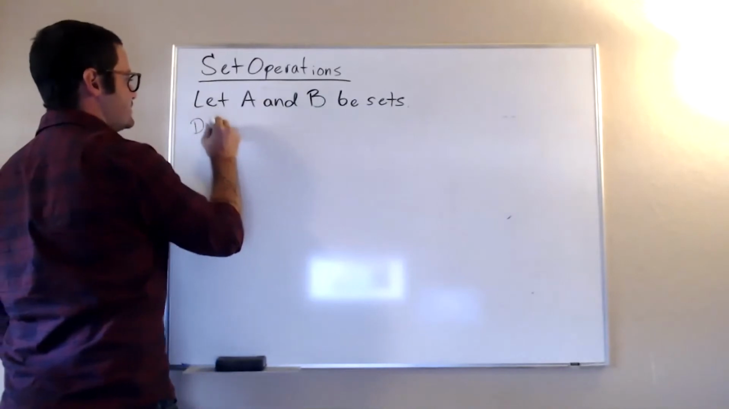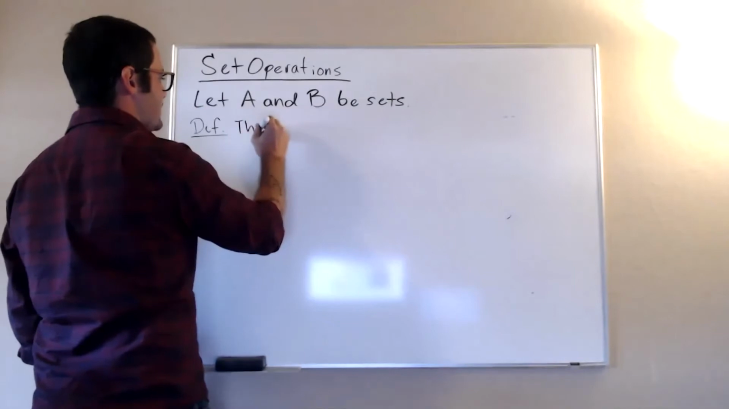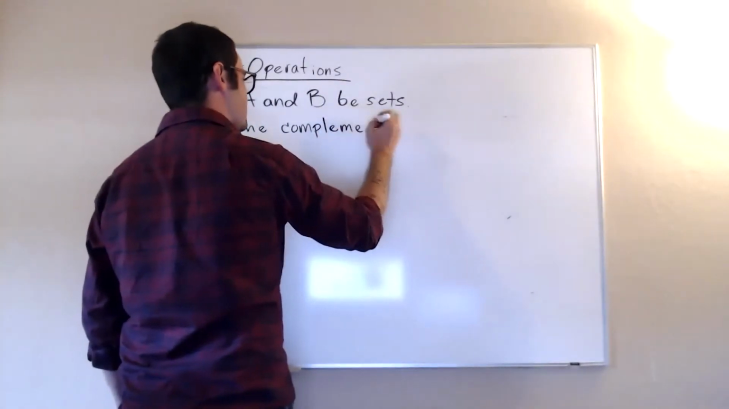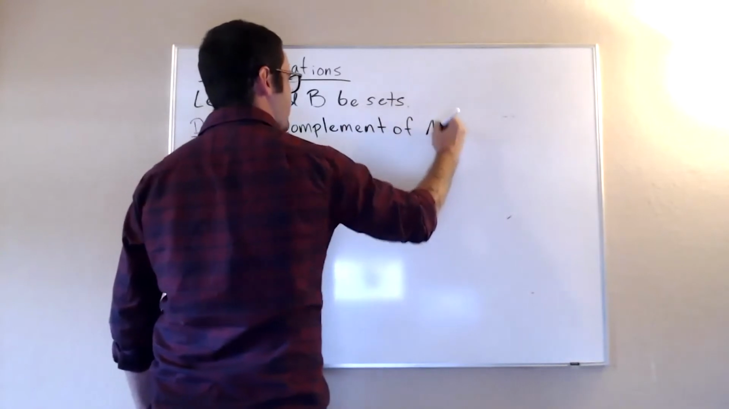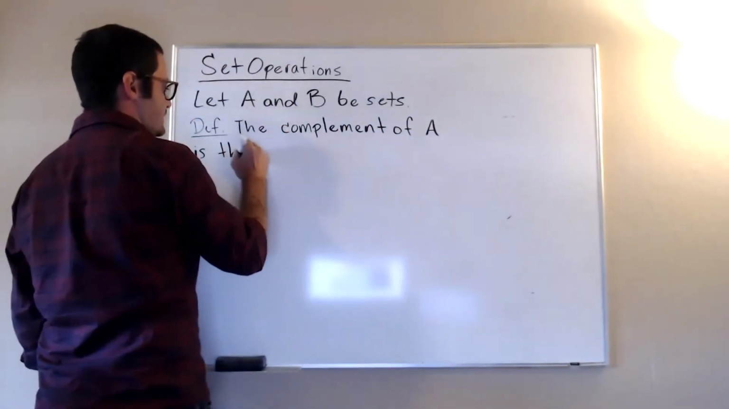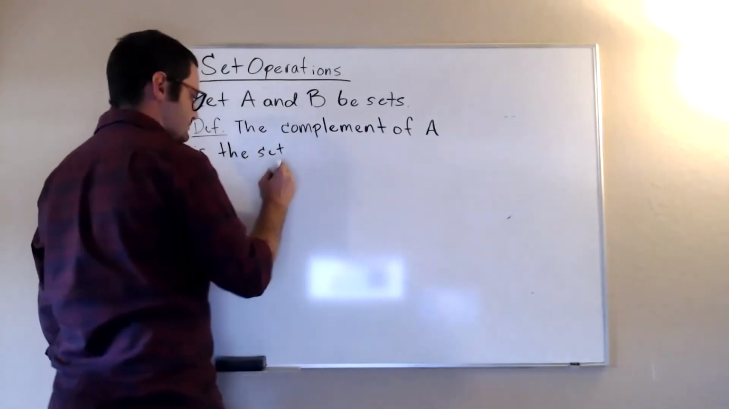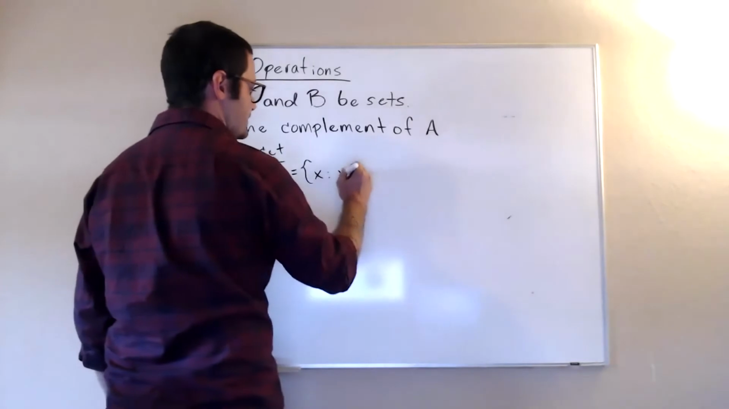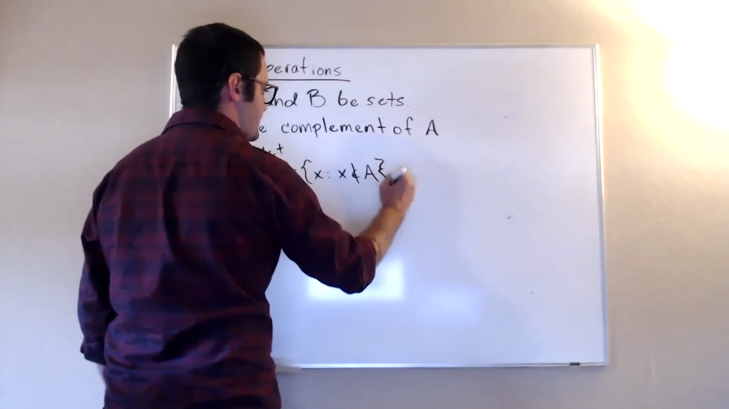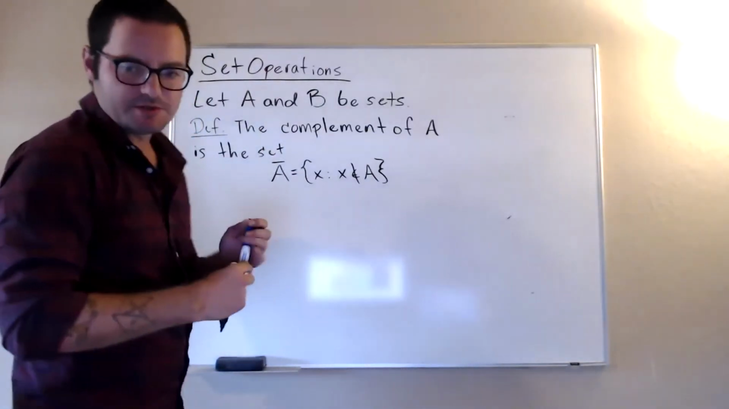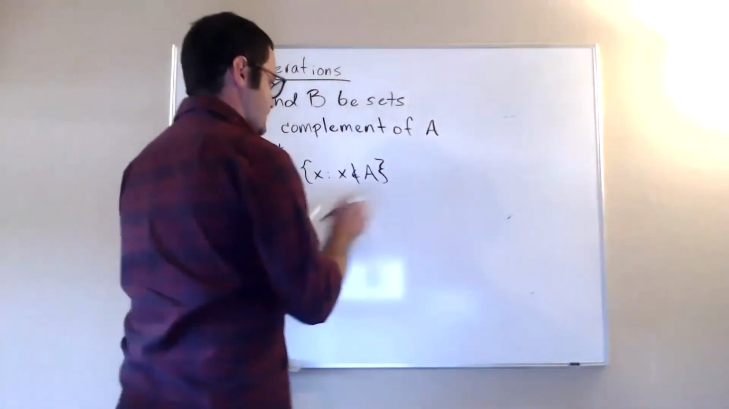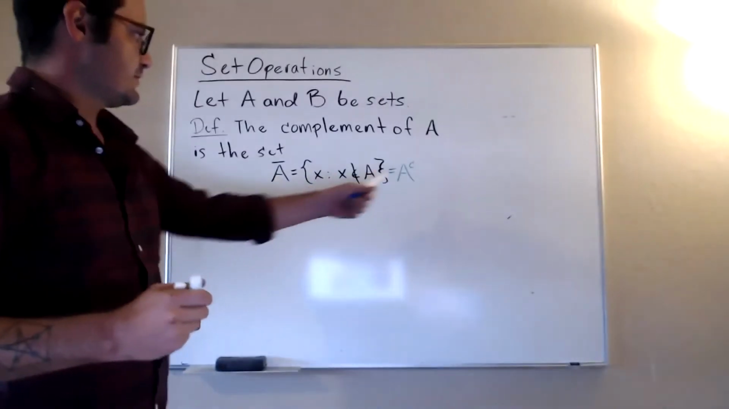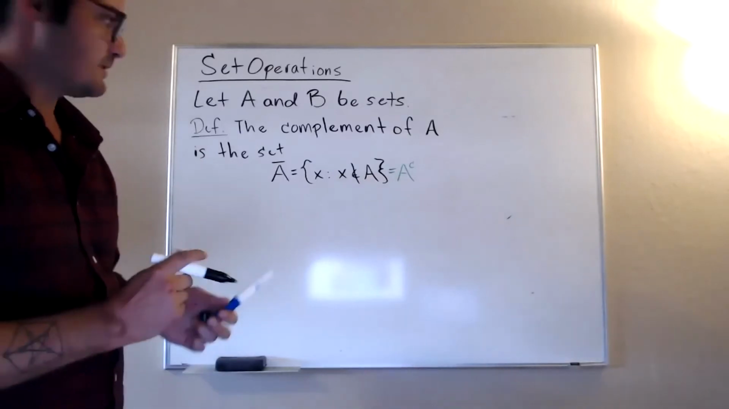So one more of these definitions. The complement of A is the set A bar, which is equal to the set of x such that x is not in A. Some people also use the notation, in some textbooks, A with the superscript C. Either one of these is valid, it just depends on what your textbook is using at the time.